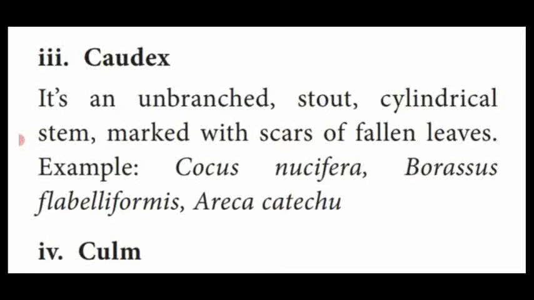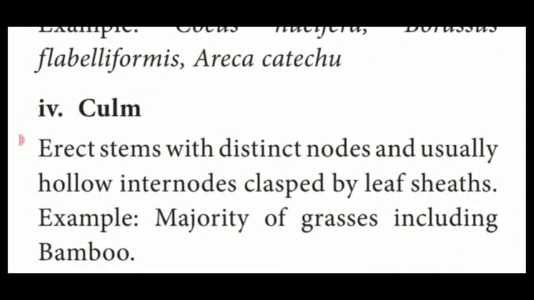Next one, caudex. Branches are absent, unbranched stem, erect, cylindrical shaped, marked with scales due to the fallen leaves. Then culm. They are stems with a distinct nodal region, but the internodal regions are present inner to the sheathy leaves. Example, grasses and bamboo. So these are the 4 types of stem.